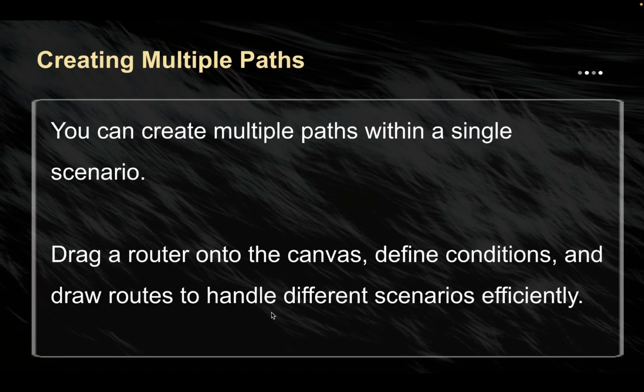Now, creating multiple parts. You can create multiple parts within a single scenario, just like I mentioned for posting to Facebook, LinkedIn, and the like. So within a single scenario, you can perform all those actions. All you need to do is drag a router onto the canvas, define your conditions, and draw routes to handle different scenarios efficiently.